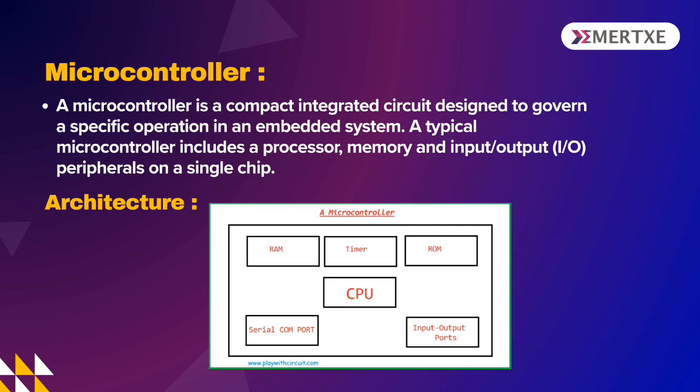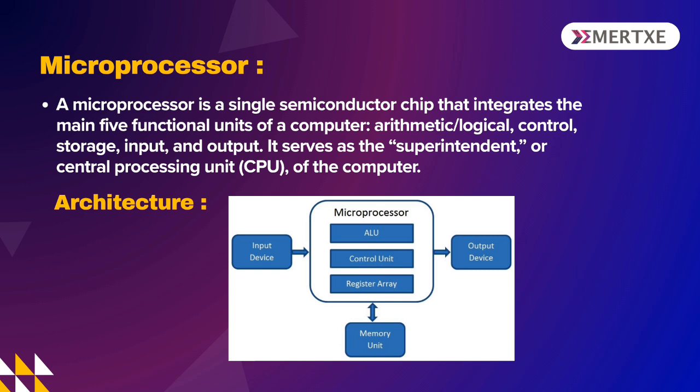It combines a CPU, memory like RAM and ROM, and input-output peripherals on a single chip. Look at the architecture. The CPU is the brain, handling processing. RAM and ROM manage data and code storage. Timers help with timing operations. Input-output ports handle communication with external devices, and the serial communication ports are used to connect with other systems or devices.